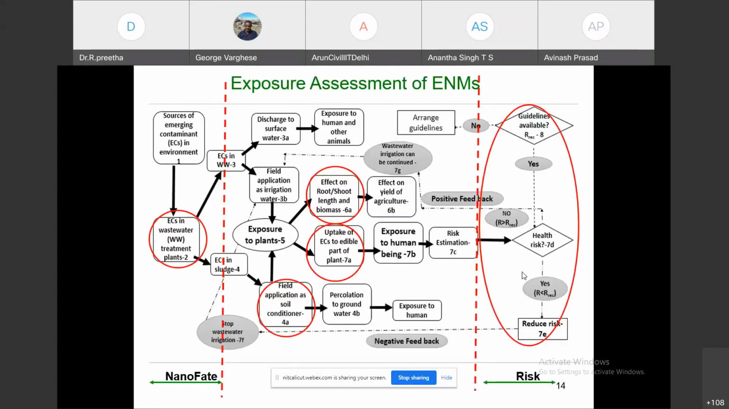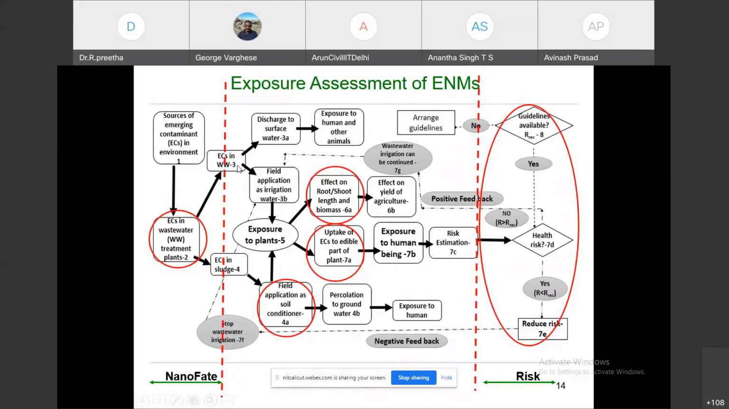Okay, so in our group we were focusing on many aspects. This is a slide from one of my PhD students, Dr. Divya Singh. We started focusing on the sources of the emerging contaminants in the environment, and then what will be the concentration in your wastewater effluent and in your sludge.